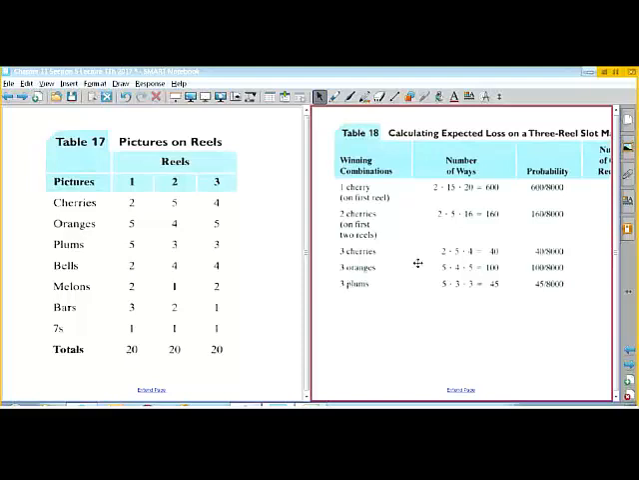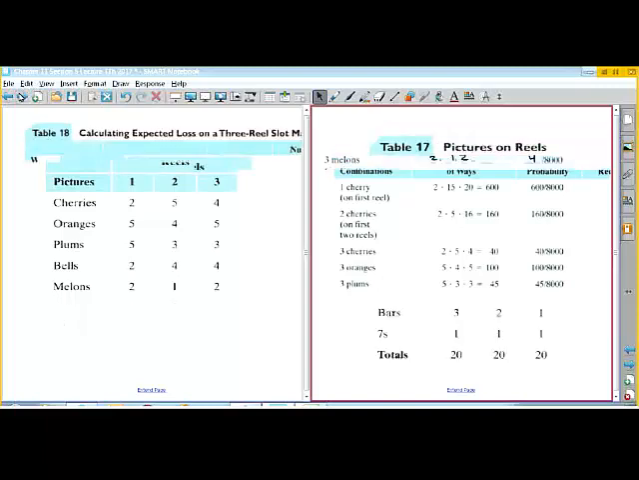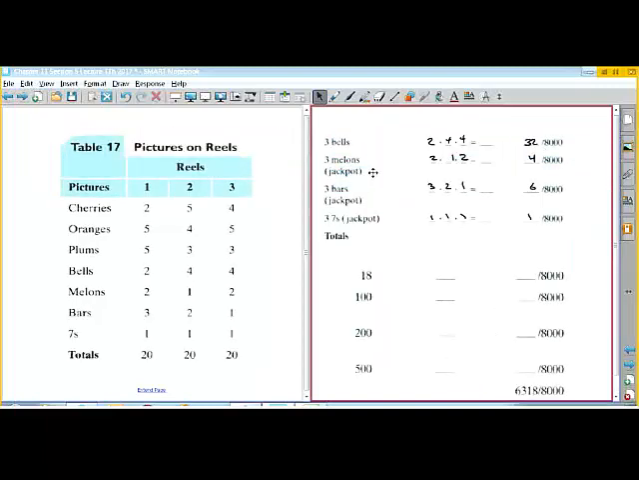You've got 3 cherries, 3 oranges, 3 plums. Again, we have 2 times 5 times 4 gives you the total number of arrangements that have 3 cherries. And you can do that with all the other winning combinations apparently. 3 bells, 3 melons, which is the jackpot, 3 bars, jackpot, 3 sevens is the jackpot. These have the lowest probability.